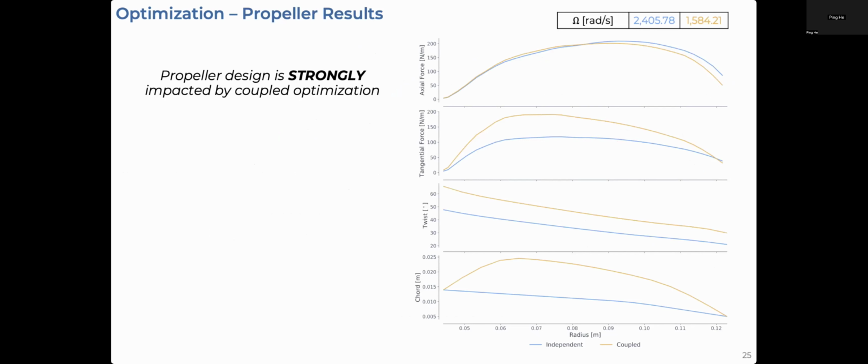Instead, the propeller design is strongly impacted by coupled optimization. So we see that the axial force, the top graph, is generally quite similar, but the tangential force is much larger for the coupled optimization, as well as the twist and chord, and the rotation rate is much lower. So what this means is that this case has a much higher torque, which induces a substantially larger swirl in the flow, which decreases the induced drag of the wing.